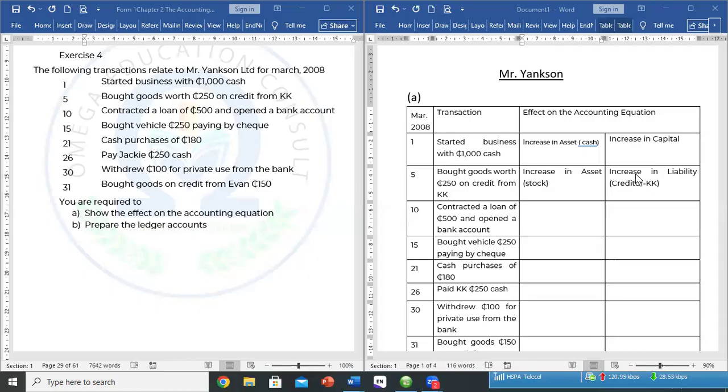So we have seen here an increase in liability. Anytime a liability is increasing, what do you do? You credit. What account are you going to credit? KK, right? You see here an increase in asset, so you are supposed to debit. But what account are you going to debit, as we have analyzed? Purchases. So thank you very much, Jorish, for that.